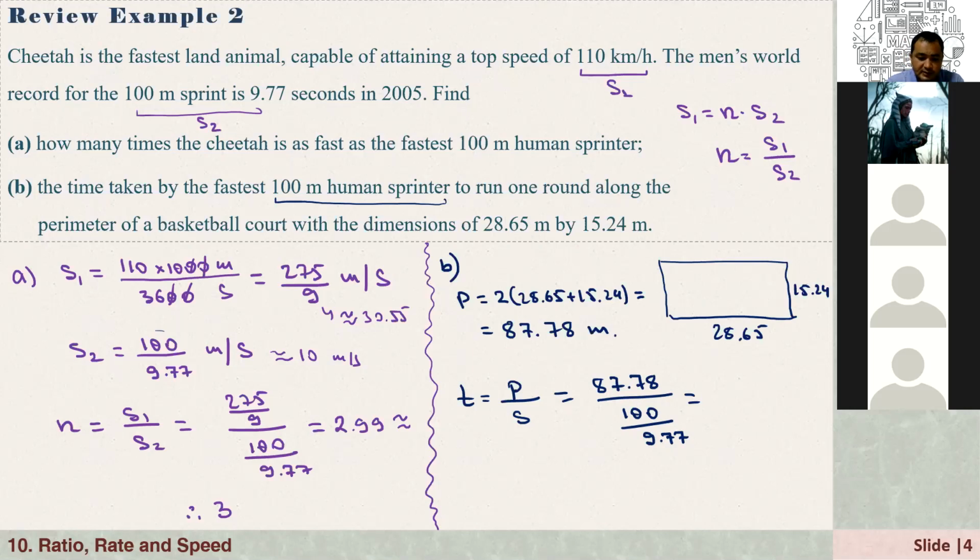That is equal to 87.78 times 9.77, divided by 100. Corrected to two decimal places, that is 8.58 seconds. Actually, that guy can run around that basketball court in 8.58 seconds. It is approximately 9 seconds.